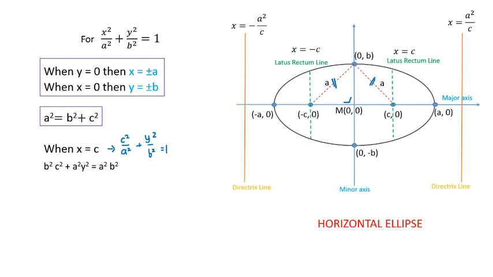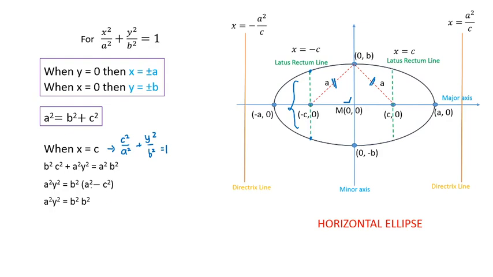Now, since we need the value of y for the latus rectum line, substituting x with c, I will have the position of y. Then later I can find out the length here. Then the y value will be like this. From a squared y squared equals b squared times (a squared minus c squared), you can divide by a squared, but you have to substitute a squared minus c squared.